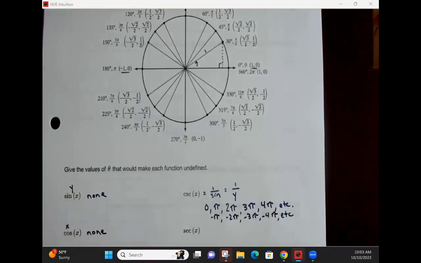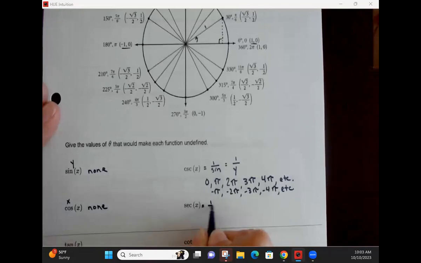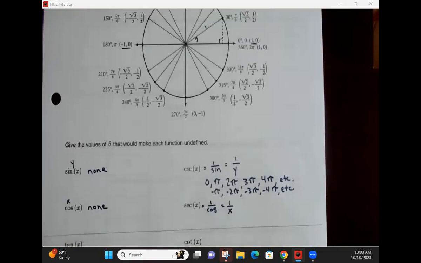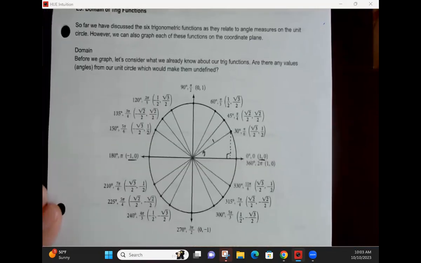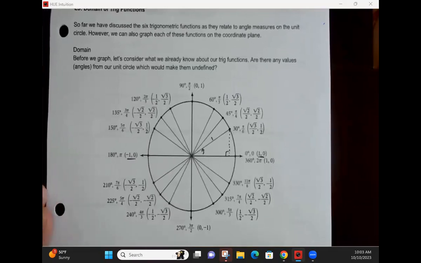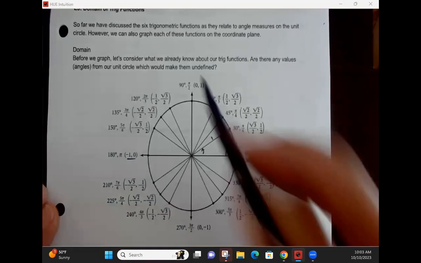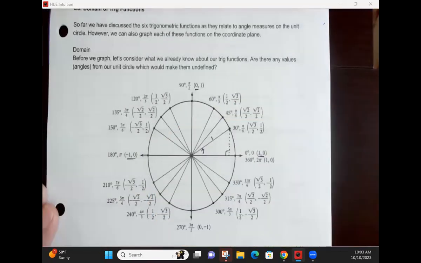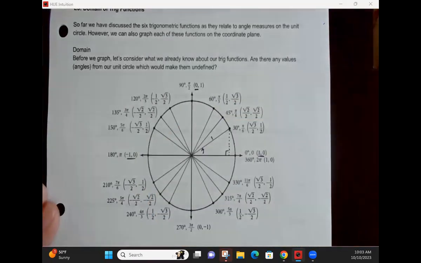Let's talk about secant now. Remember, secant is 1 over cosine. So that's 1 over x. Are there any places where secant will be undefined? Sure, anywhere that x is 0, anywhere the x coordinate is 0. So where on our unit circle is the x coordinate 0? At pi over 2 and at 3 pi over 2.